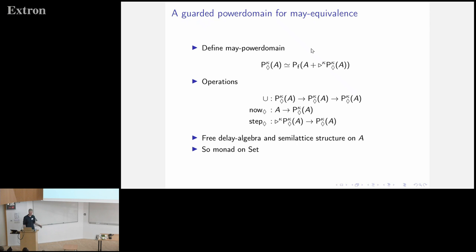And actually, the structure here is the free delay algebra and semilattice structure, with no equations between them. So you can prove a universal property for this. And using this, you can prove that, again, this is a monad on h-sets. Okay, but I think of this as the may equivalence, because we're observing values that have been returned as we go along, even though the computation, or some branches of the computation, may still be running.